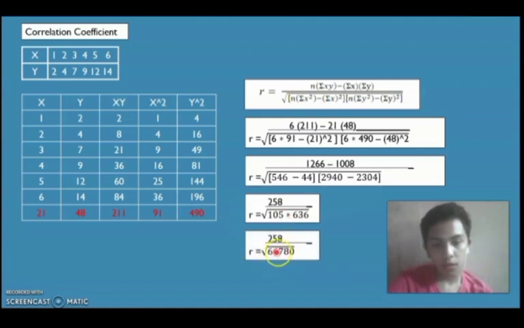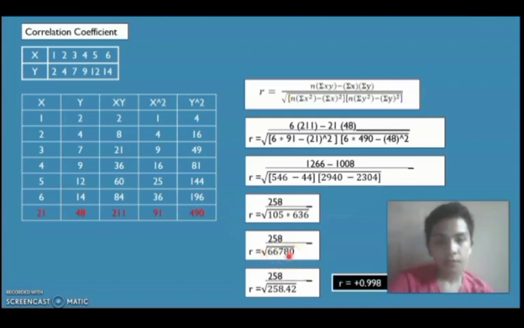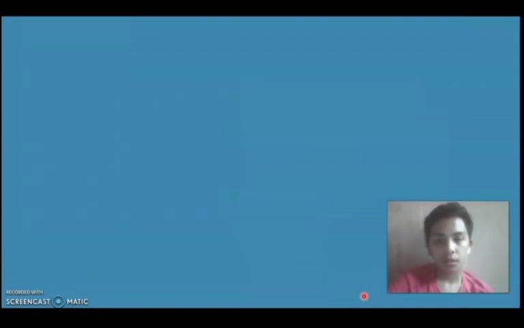And here is the multiplication, and this is the square root of 66,780, and here is the answer. It is a positive 0.998. So that's how you get the correlation coefficient.